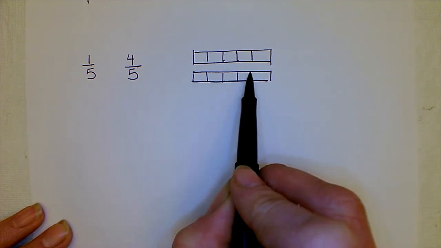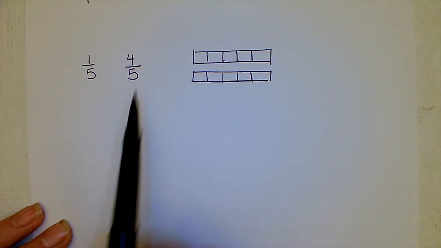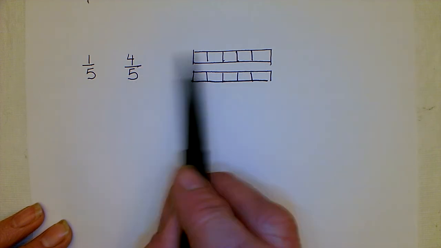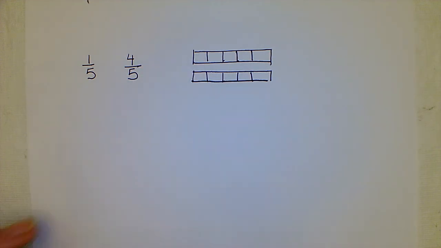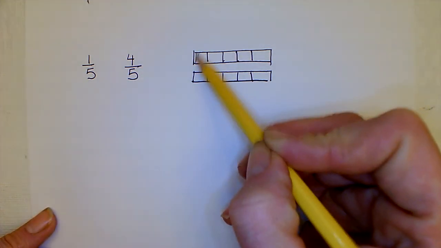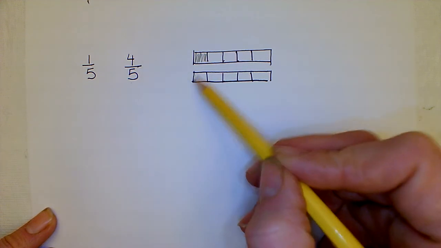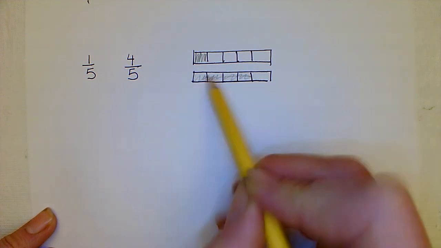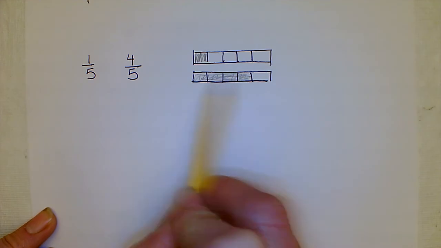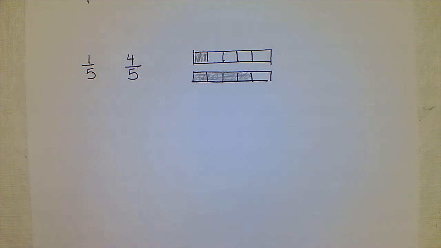So you can see that both my tape diagrams are divided into fifths. Now in this one, I'm going to do 1/5, which means I'm just going to shade in 1. The numerator tells us how many we have, or how many are shaded in. And in this one I'm going to do 4, so I would actually shade those 4. And you can see it's a lot more.